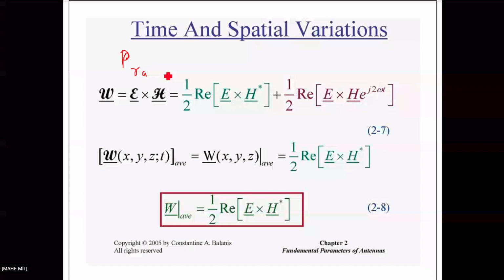P rad. How do we get it from the power density? You have to do double integration. W average into what?